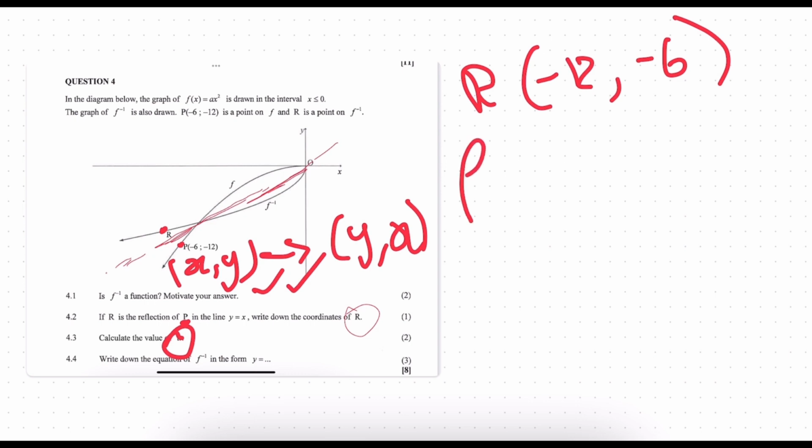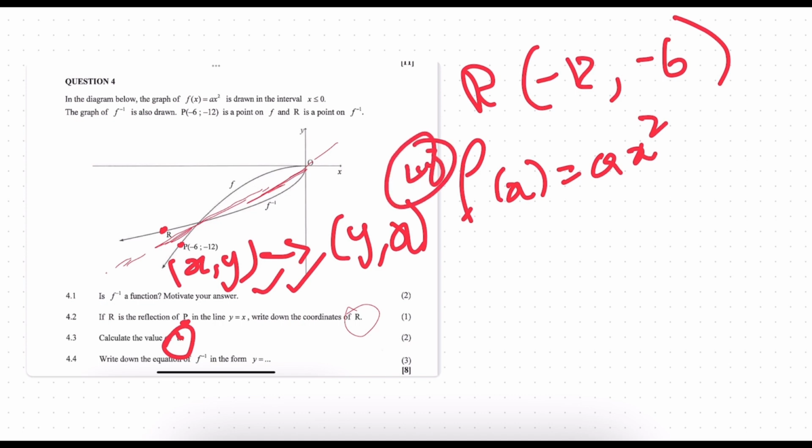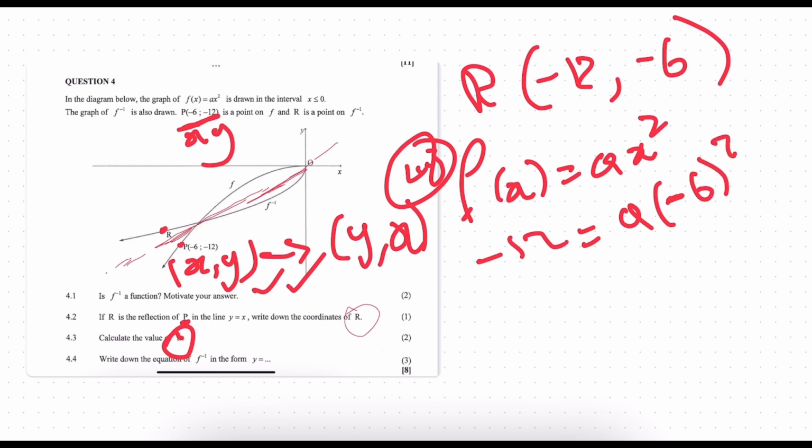Calculate the value of a. You literally have your f(x) = ax². This is your 4.3. You have this point, so this is your x and this is your y. So you have -12 = a times (-6) squared. What is 6 squared? I think it's 36. So that means you'll have -12 = a times 36.